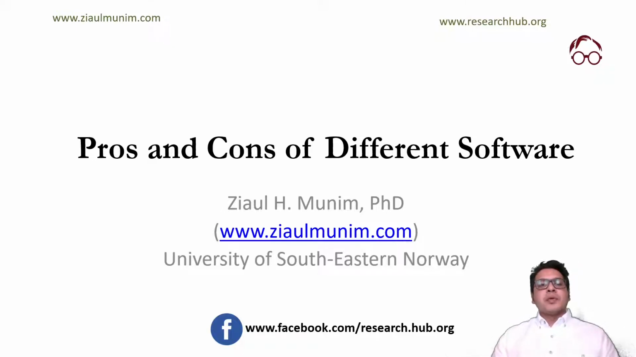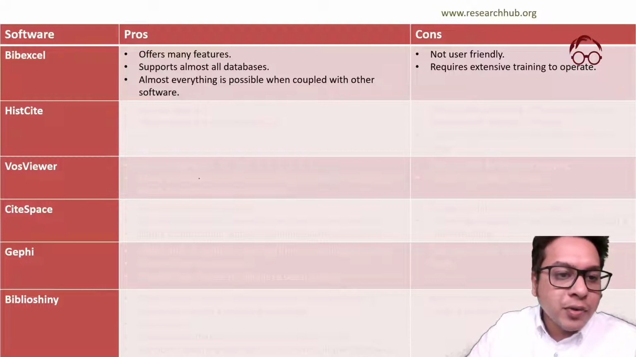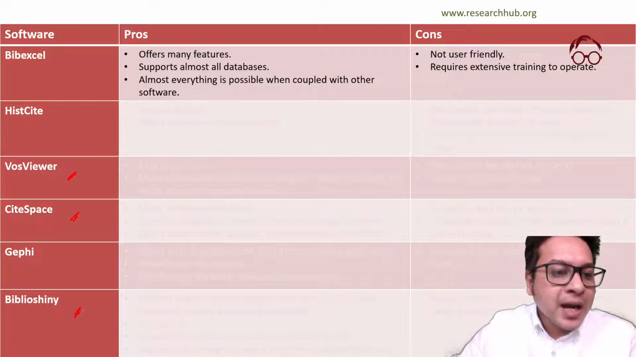In this lecture we are going to learn about the pros and cons of different bibliometric softwares. So here we are going to cover mainly 6 softwares: BibExcel, HisCite, VOSviewer, CiteSpace, Gephi and Biblioshiny. There are about 15 to 20 softwares that can be used for bibliometric analysis, but these are some of the good ones, and among them the main recommended softwares are actually VOSviewer, CiteSpace and Biblioshiny.